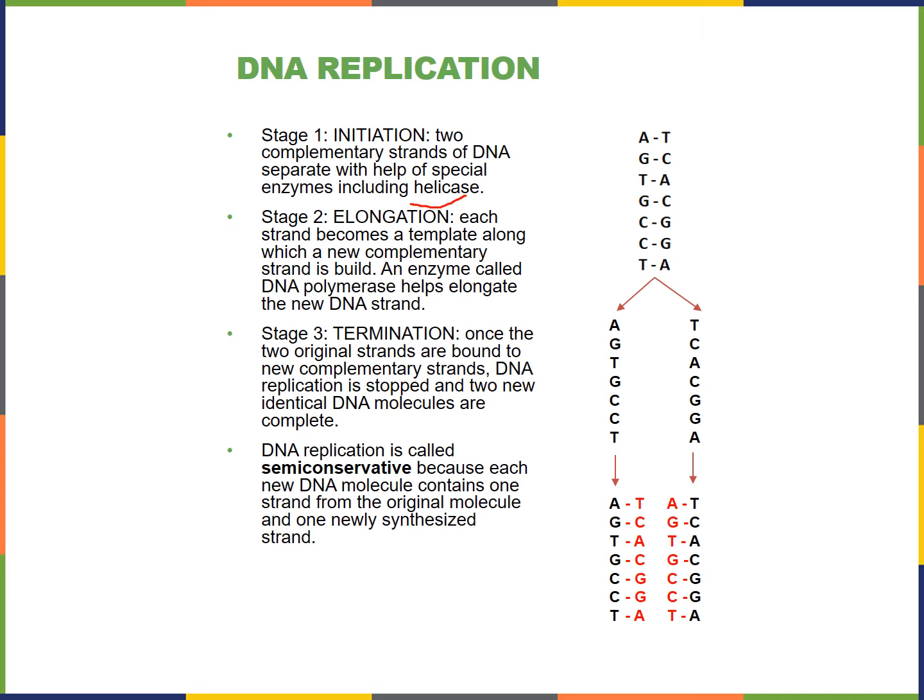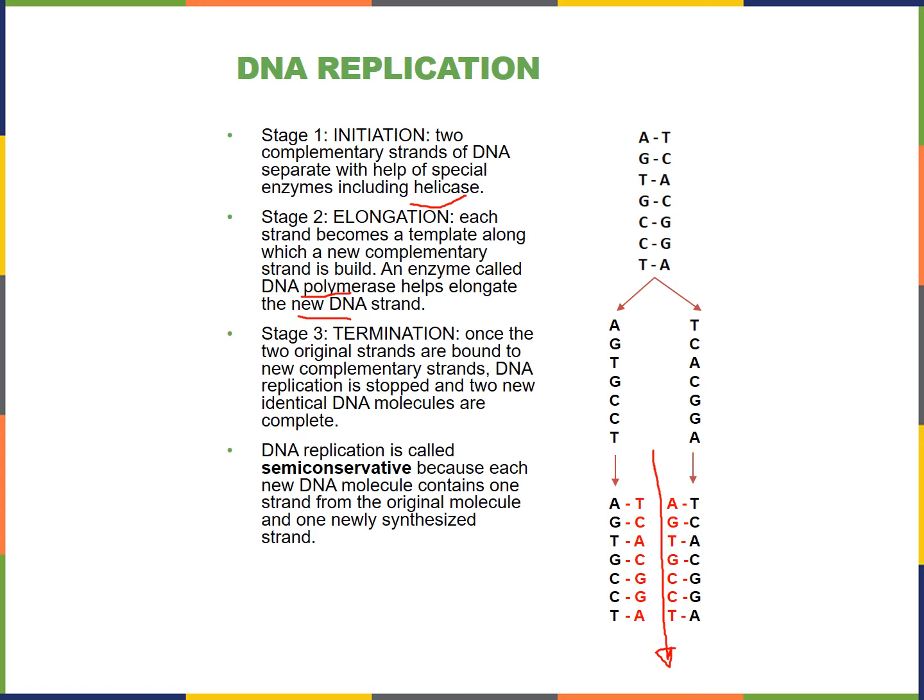And then in the second stage, elongation, each strand becomes a template along which a new complementary strand is built. An enzyme called DNA polymerase helps elongate the new DNA. So separation, initiation, and then elongation. Okay, the third one is the termination, where each strand adds the complementary other half of it. So you have 2 DNA molecules. Termination: once the 2 original strands are bound to new complementary strands, DNA replication stops and 2 new identical DNA molecules are completed.